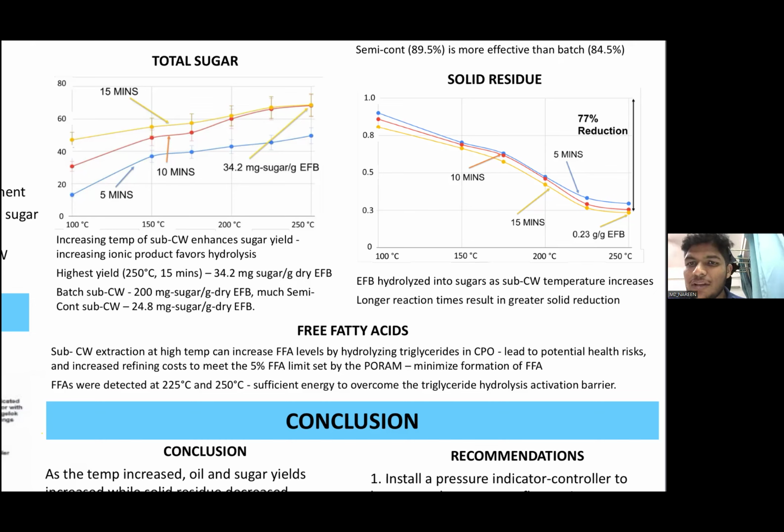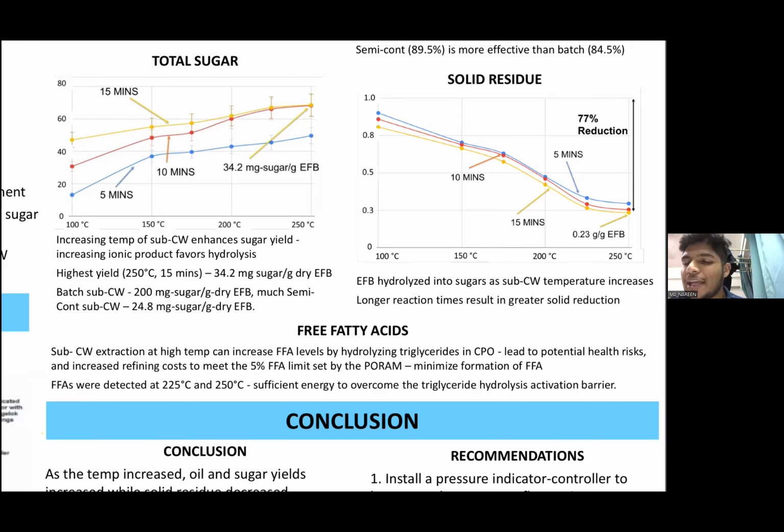So for the free fatty acid, subcritical water extraction at high temperature can increase free fatty acid levels by hydrolyzing the triglyceride in the crude palm oil. This can lead to negative taste and increase refining costs, because we need to meet the 5% free fatty acid limit set by PORAM, the Palm Oil Association of Malaysia. So our main objective here is to minimize the formation of free fatty acid.